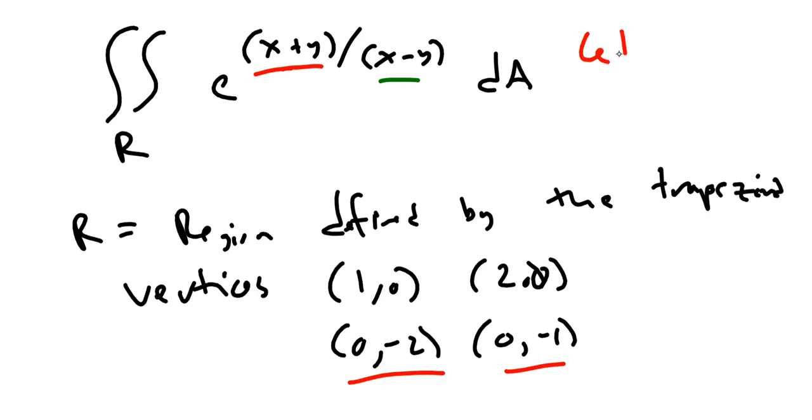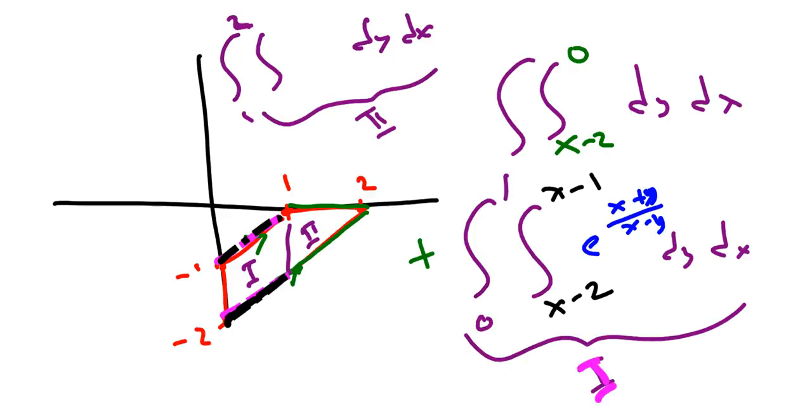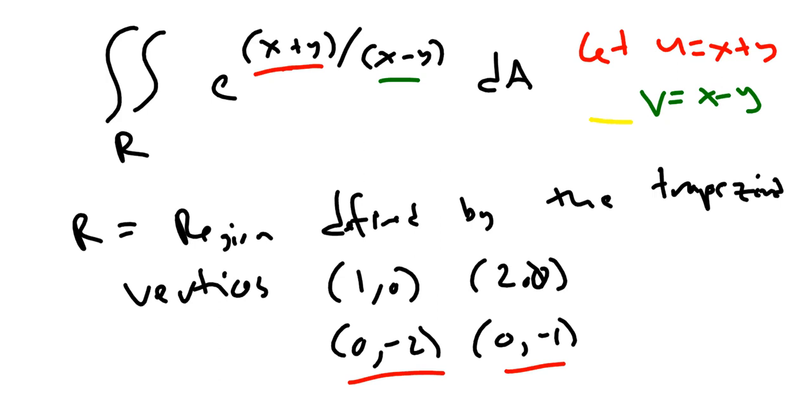I'm going to let u equal x plus y, and we're going to let v equal x minus y. It turns out that this is a pretty slick way to do things, and it makes the region of integration easier, and it makes the actual integral easier to do. So let's take a look at that. Let's think about what this trapezoidal region, this yellow thing, looks like after performing this transformation.